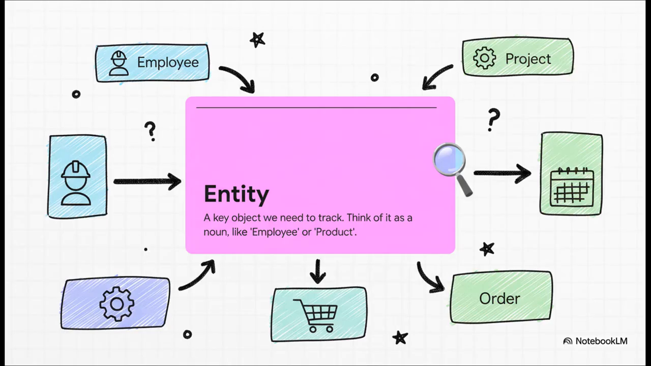First up, we've got entities. An entity is just any key person, place, or thing that we need to store information about. The easiest way to think about them? They're the main nouns in our system. So in this diagram, you see those rectangles labeled employee and project? Yep, those are entities. Simple as that.